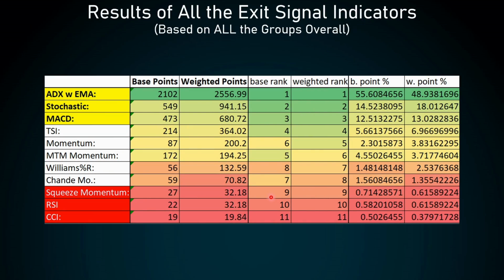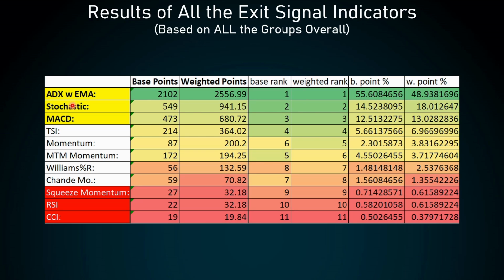In the last spreadsheet you can see all the indicators and their points. Here are the indicator names, their base points, their weighted points, the rank which they got after the base points, the rank which they got after the weighted points, and their points amount in percentage based on the base points and based on the weighted points. As you can see, the ADX with an EMA took more than 50% of the total points, which is absolutely outstanding.